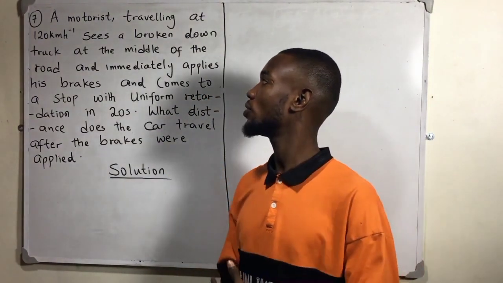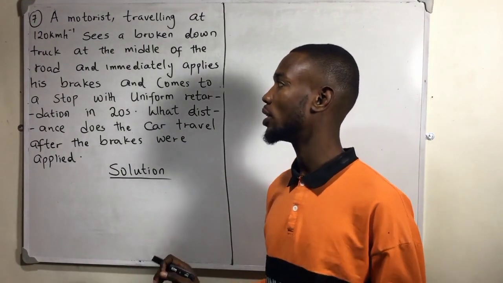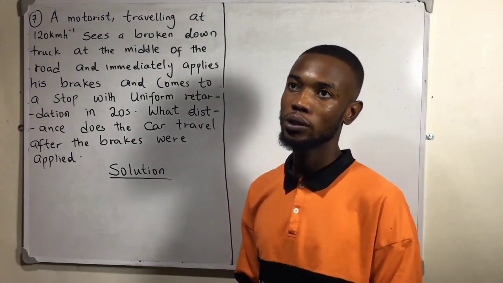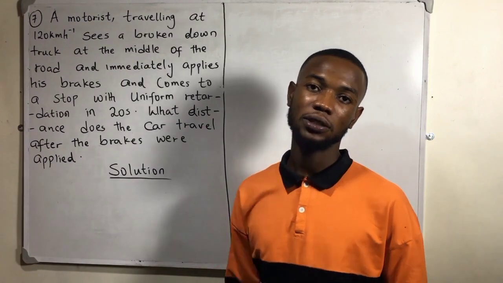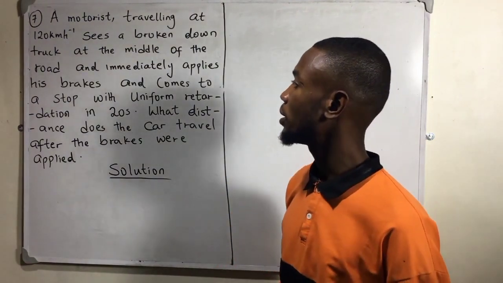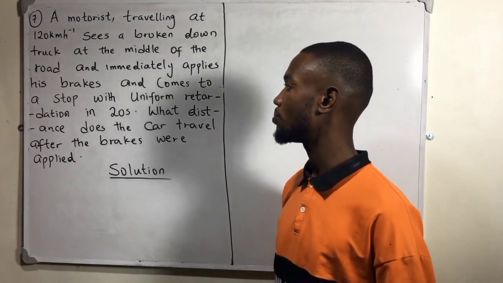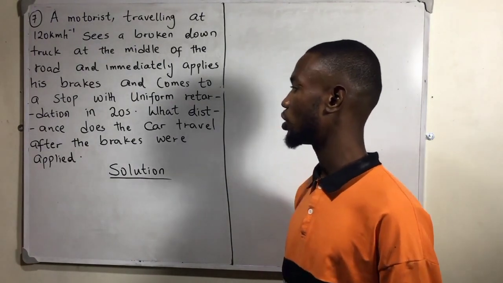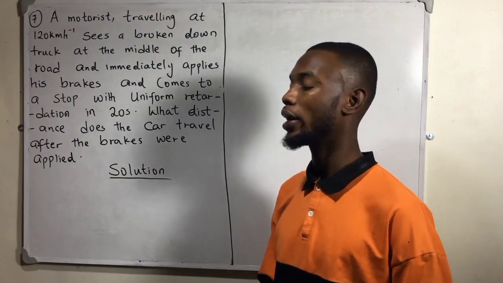Now let's look at the question. A motorist traveling at 120 km per hour sees a broken down truck. You can be traveling, then a truck will just be visible to you on the road that is broken. What do you do in this case? You have to apply your brake, which is retardation. Broken down truck in the middle of the road, and immediately applies his brake and comes to a stop with uniform retardation in 20 seconds. What distance does the car travel after the brake was applied?